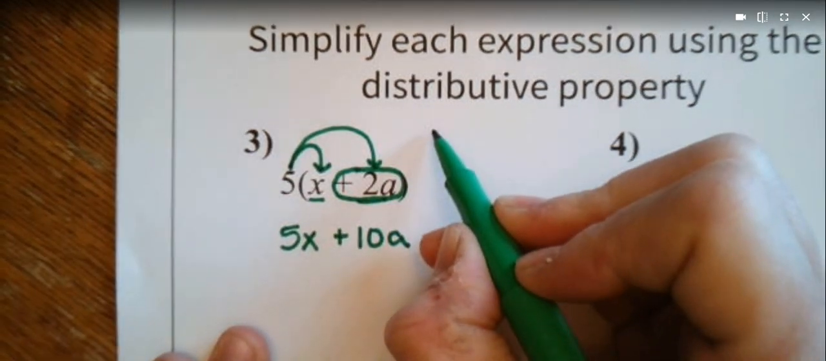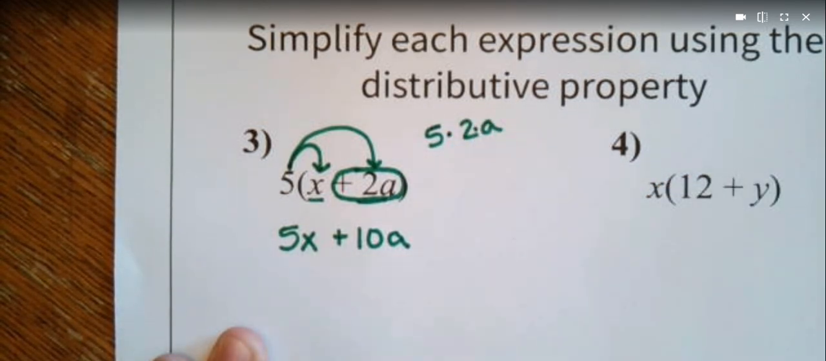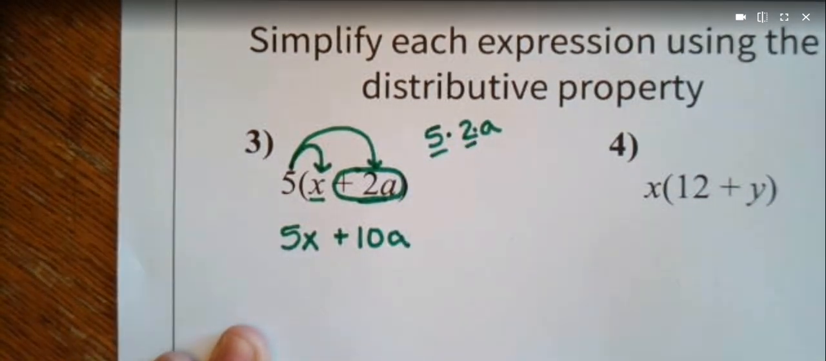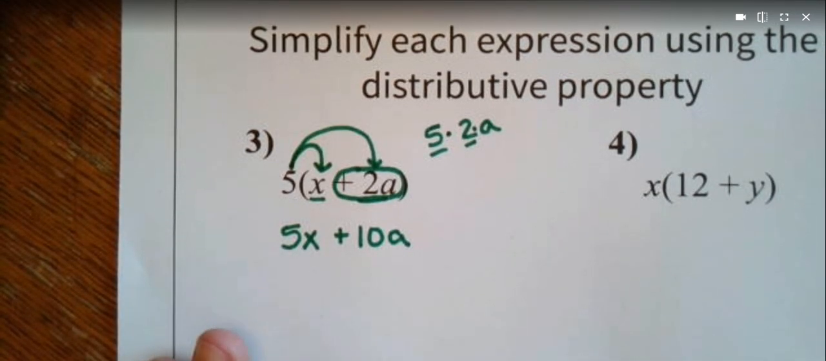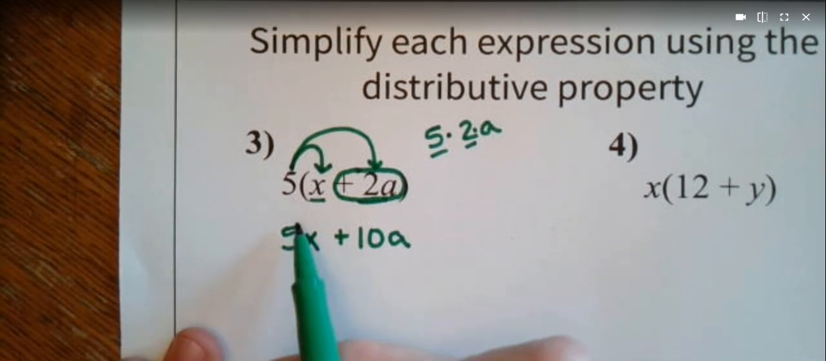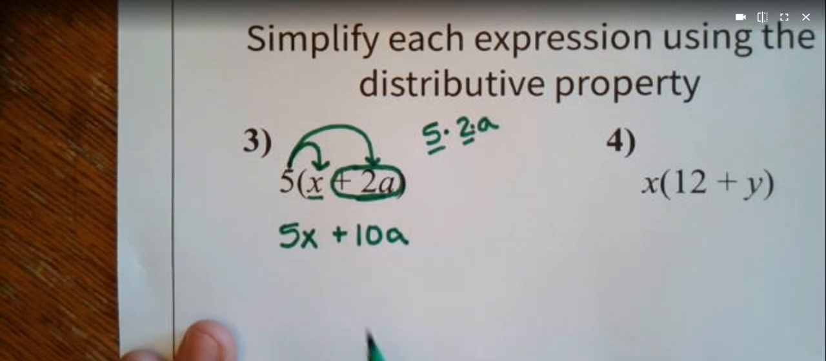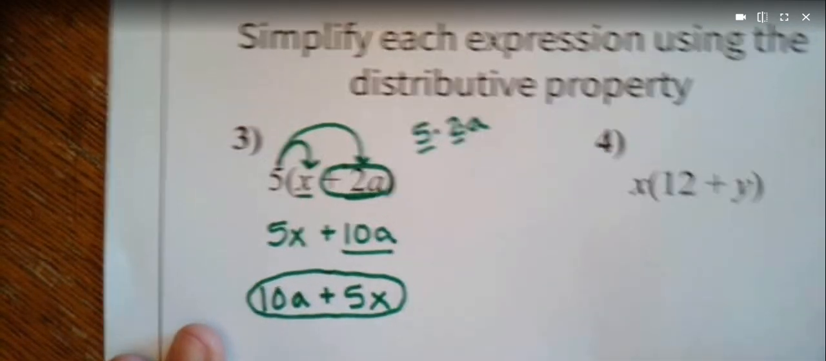Think if I just move this over here, I'm taking 5 times 2a. Remember, 2a is also multiplication. So I really can take 5 times 2 and get 10, and then a. 5x plus 10a. Now ask yourself, can you combine those terms together? Are they like each other? No, they're not, so I can't combine them together. This would be my simplified expression. However, if I write it the professional way, the 10a should come first because in alphabetical order, a comes before x. So I'm just going to reverse my terms and write it like this.